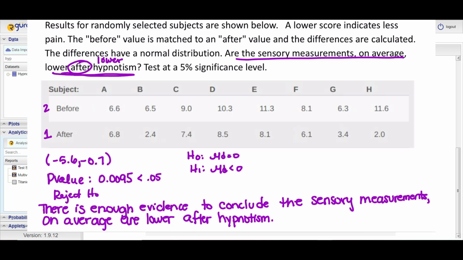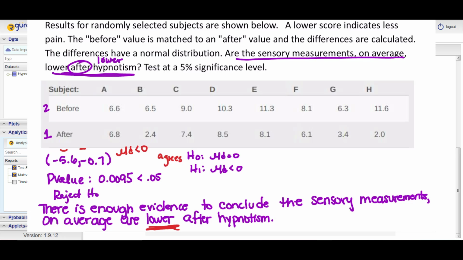And then if we were going to write a sentence to go with our confidence interval, we would say we are 95% confident that the mean difference in pain levels after hypnotism and pain levels before hypnotism is between negative 5.6 and negative 0.7. And what that means is they're both negative, so that implies the mean difference is less than 0. And that's what we concluded, that it's lower after hypnotism, so it agrees with what we found.